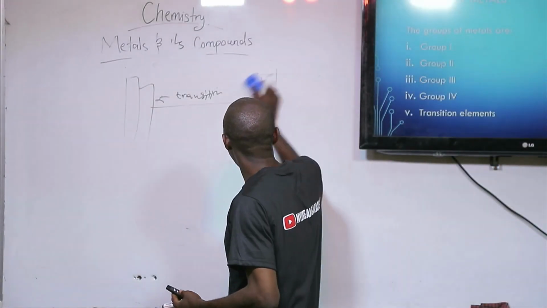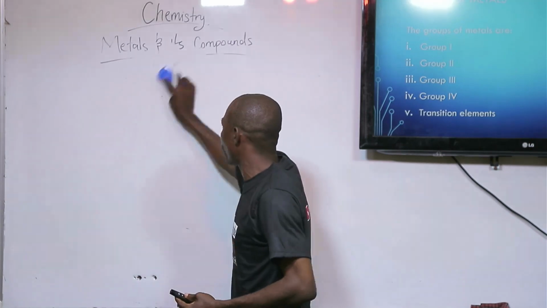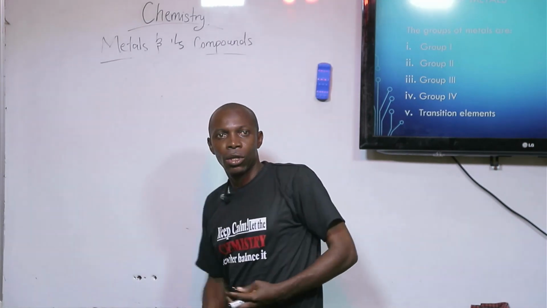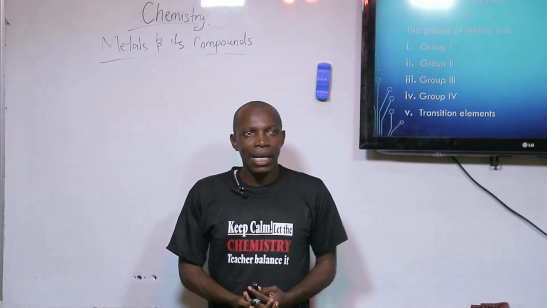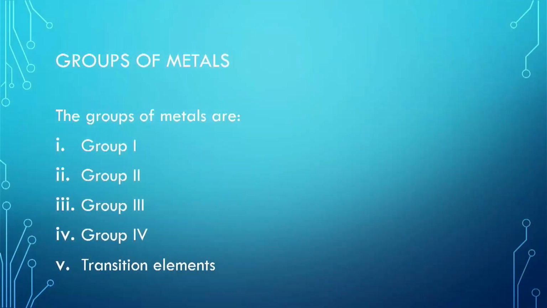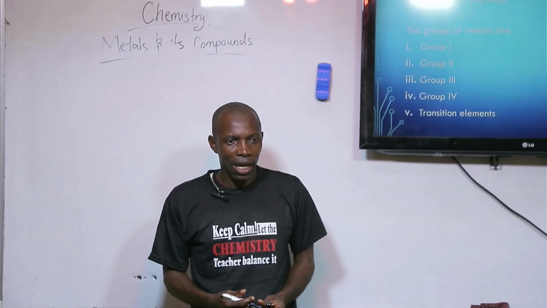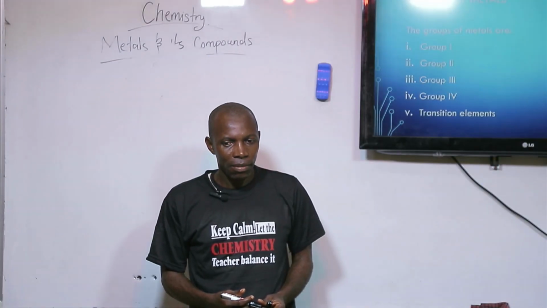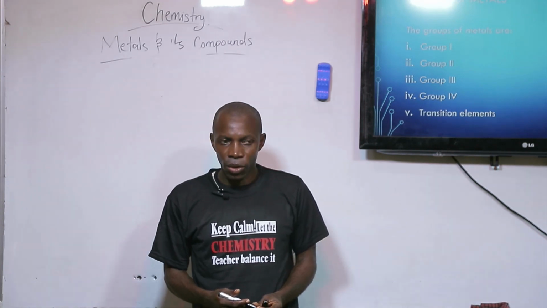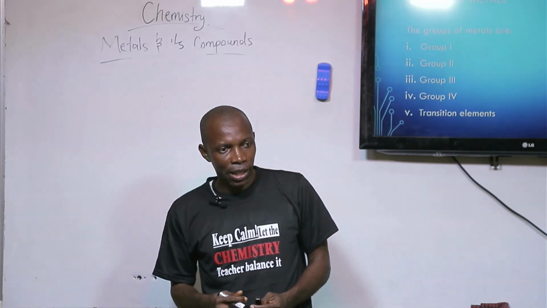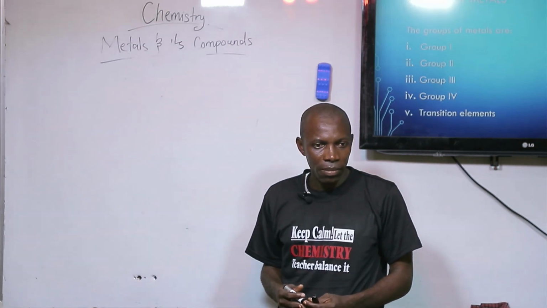So next, we are going to look at groups of metals. We classify metals into groups, according to the subshell they have, and according to the row they have in the periodic table.